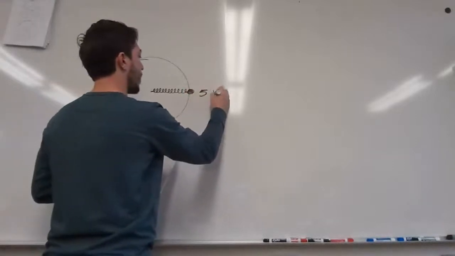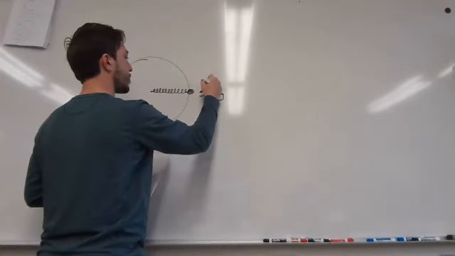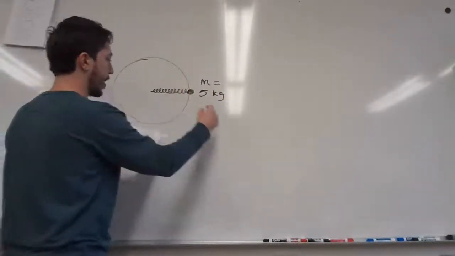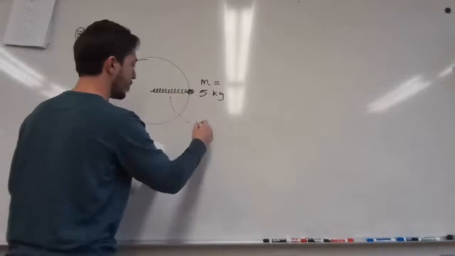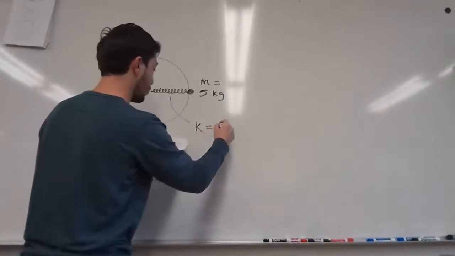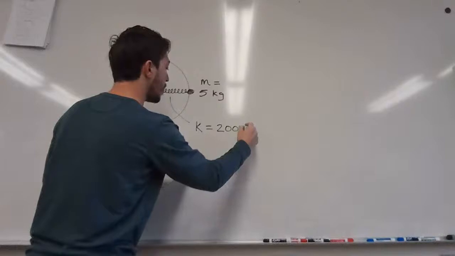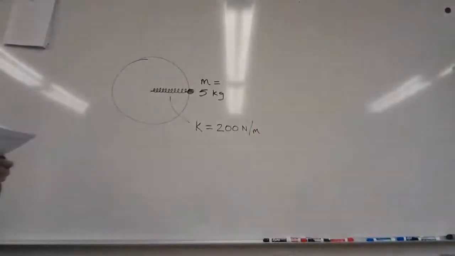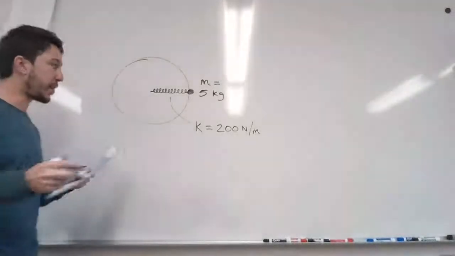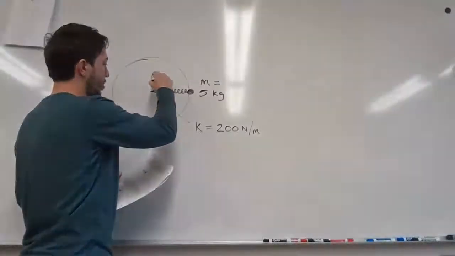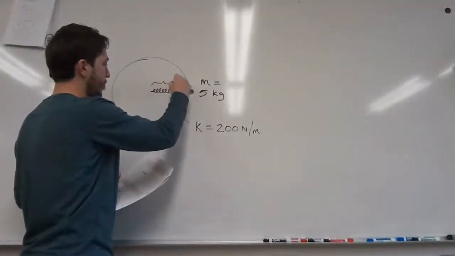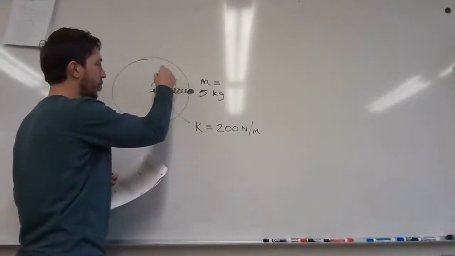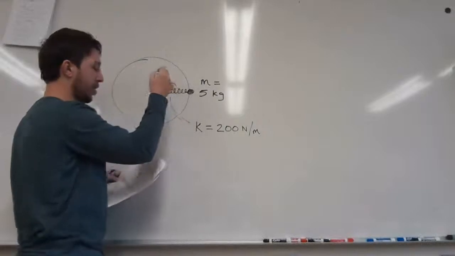So this is 5 kilograms, this is the mass. Spring constant K is 200 newtons per meter. And so the natural length of the spring, so let's say initially the ball is here, was 1 meter.